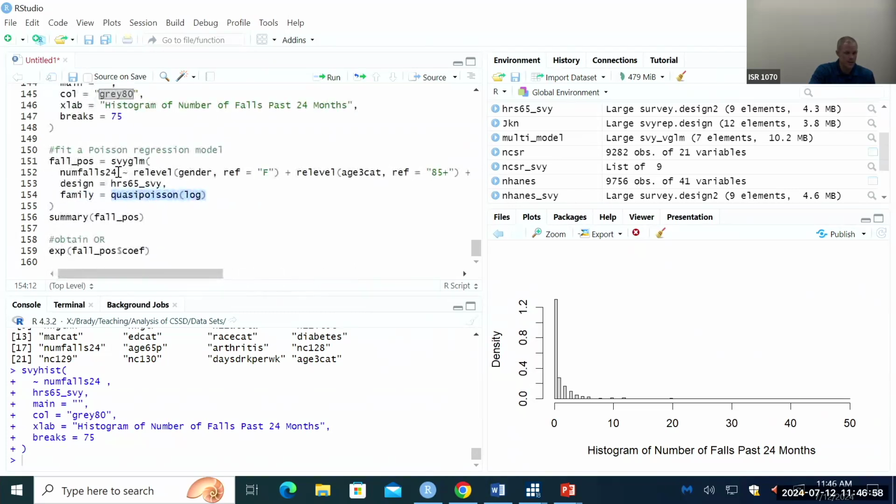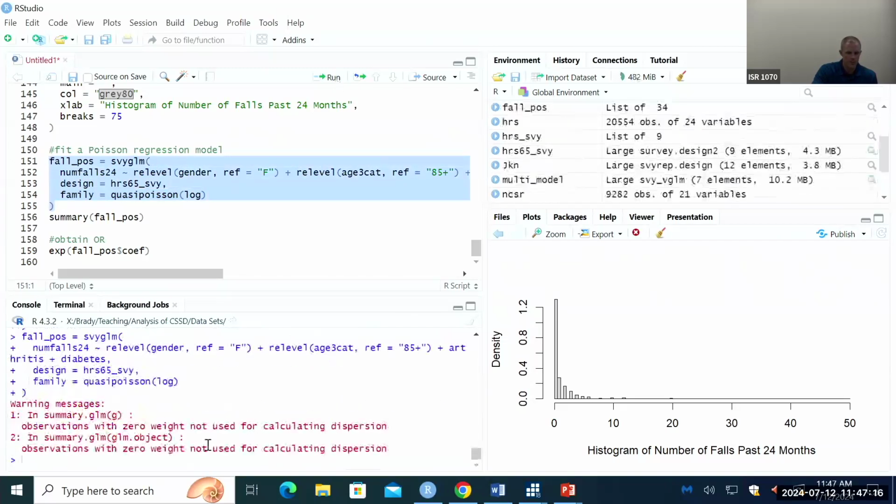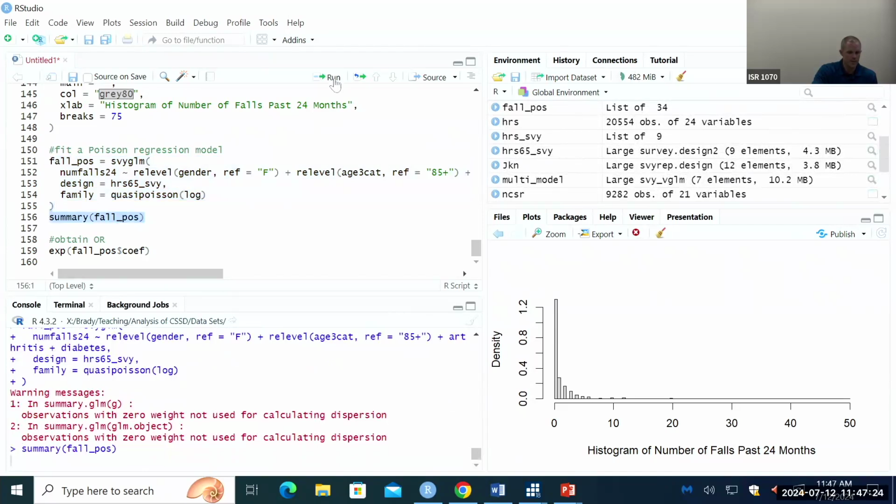Dependent variable on the left side, predictors on the right side separated by pluses, the design object, and then the family that we want to use. So Poisson regression is another family within survey GLM that we can reference. So I'll fit this model, same model we were fitting within Stata. And here again, we're getting that warning that there are some cases with 0 weights in the HRS data. Then we can summarize that model fit object.